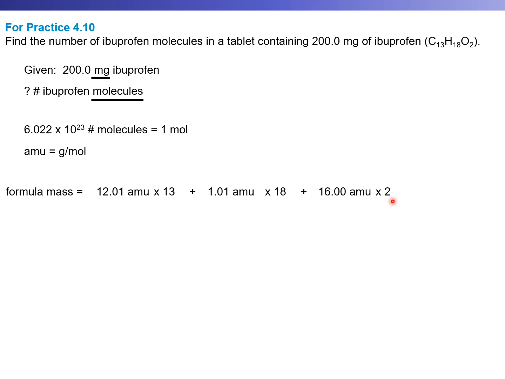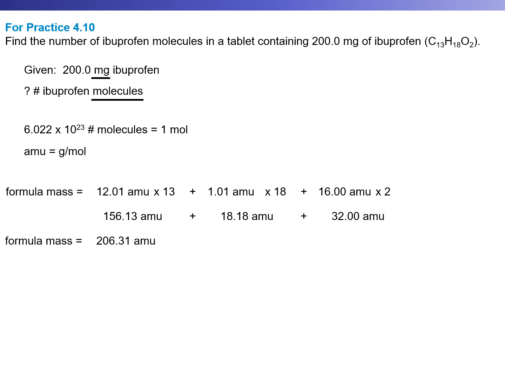Now, when we set about doing this calculation, we're going to multiply everything that's got a multiplication involved with it. So we're going to multiply 12.01 times 13, and that's going to give us 156.13 atomic mass units. We're going to do the same thing for 1.01 times 18, and that's going to give us 18.18 atomic mass units. And then we'll finish up by multiplying 16 by 2, which will give us 32.00 atomic mass units. And at this point, we can add all of this up. Now, when we do that, our formula mass is going to be 206.31.